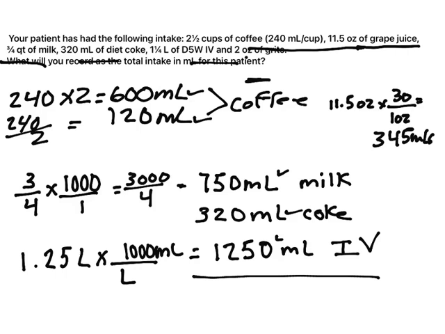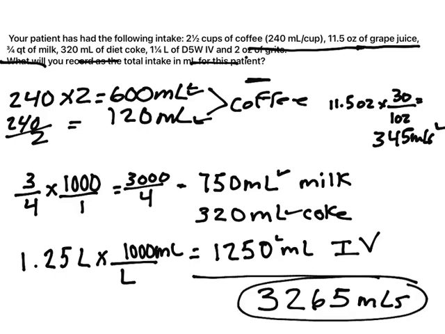Now we are ready to go. We're going to add 600 plus 120 plus 345 plus 750 plus 320 plus 1250. And once you do all of that, you should get 3,265 mLs. So remember, fluid intake is going to be anything left at room temperature that melts down to liquid. So grits, if you leave grits at room temperature, it's not going to melt down. All right.